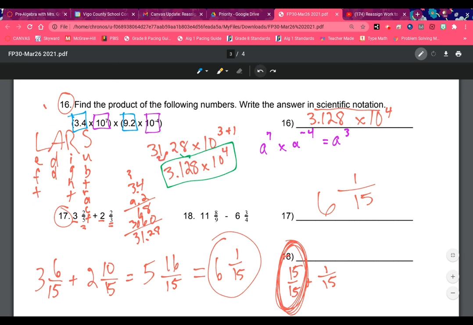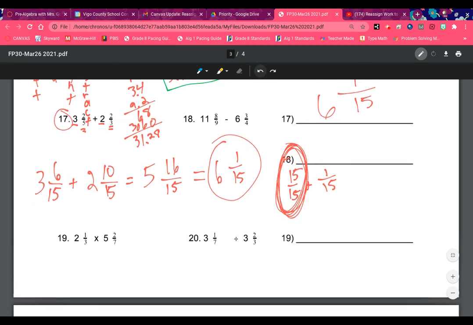And last but not least, number 17, we are adding 2 mixed numbers. So we add just the numbers by themselves. So 3 plus 2, we get 5. Find our common denominator of our fractions. And we get an improper fraction. So make sure whenever we do this, we know that 16 fifteenths is 15 over 15 plus 1 over 15. So that's why we end up with 6 and 1/15.